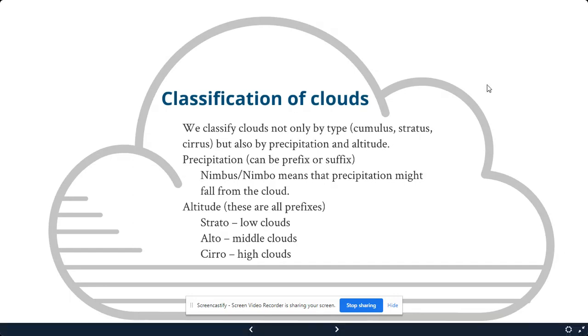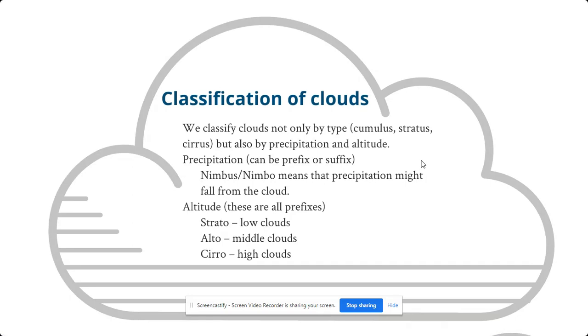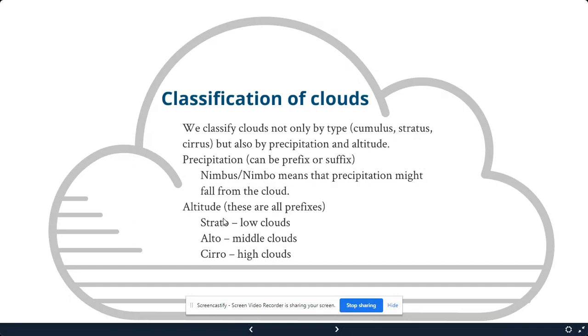So we classify clouds not only by the type, so there are three main types, but also by the precipitation and altitude. So the precipitation can be a prefix or a suffix. Nimbus or nimbo means that precipitation might fall from the cloud. And then you've got these different prefixes that tell you where the altitude of the cloud is.